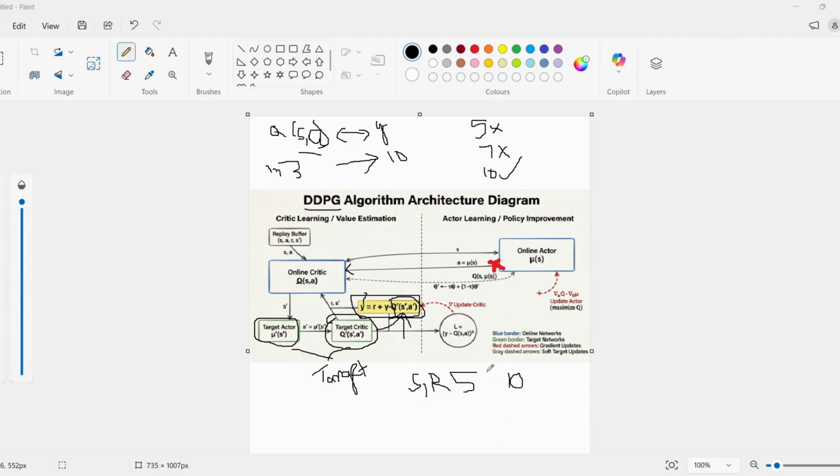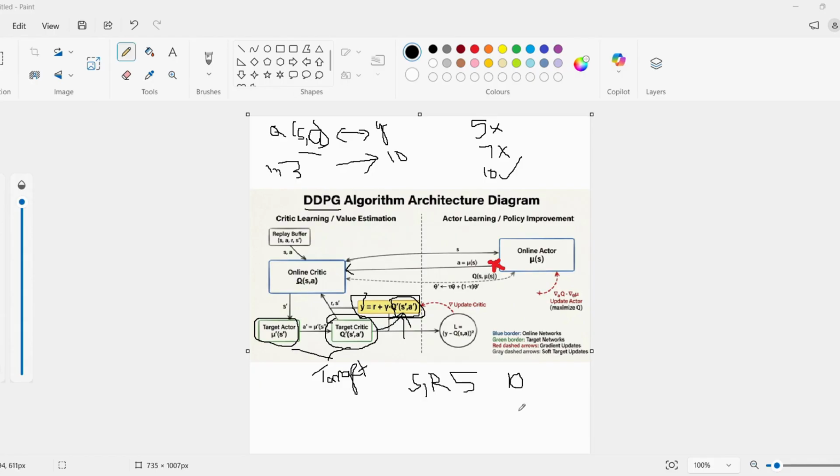So I was saying that when the network reaches the same example again, y is not going to be the same. Why not? Because this y depends upon the predictions of two neural networks, the target actor and the target critic, and these two neural networks are going to change with the passage of time in order to improve their predictions.